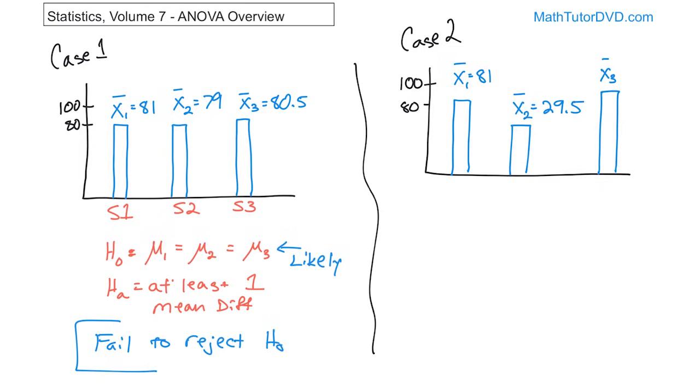X bar number 3, 80.5. All right, and again, this is school 1, school 2, school 3. Now, what do you think? Just basically back of the envelope. Well, you can say, school number 1 and school number 3 look like they're in line. That's reasonable. School number 2 bombed it, right?